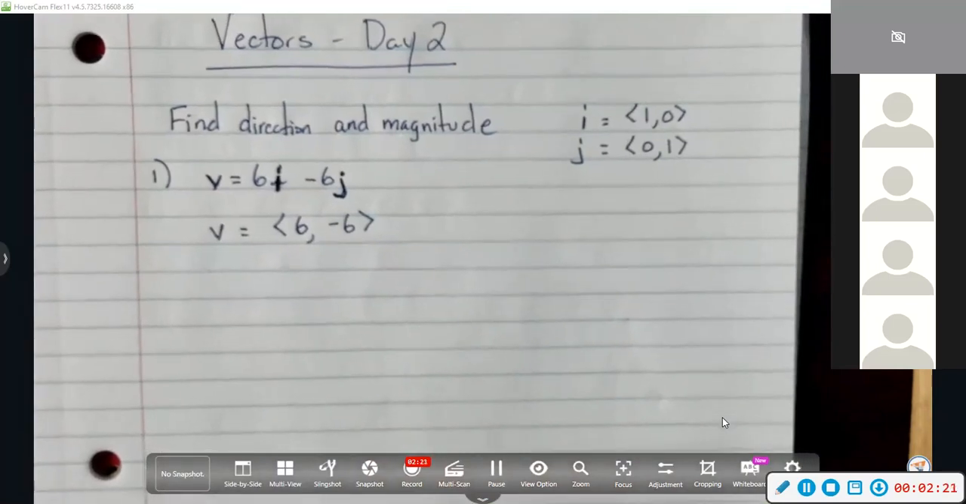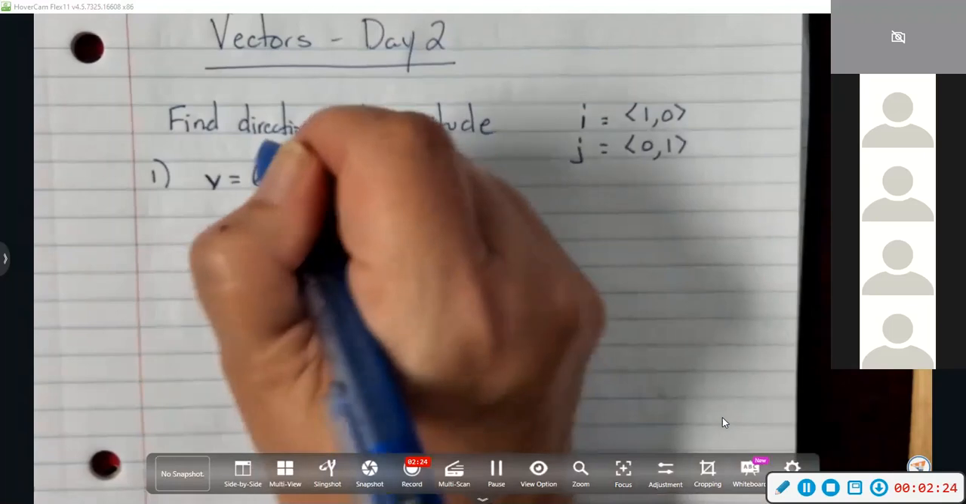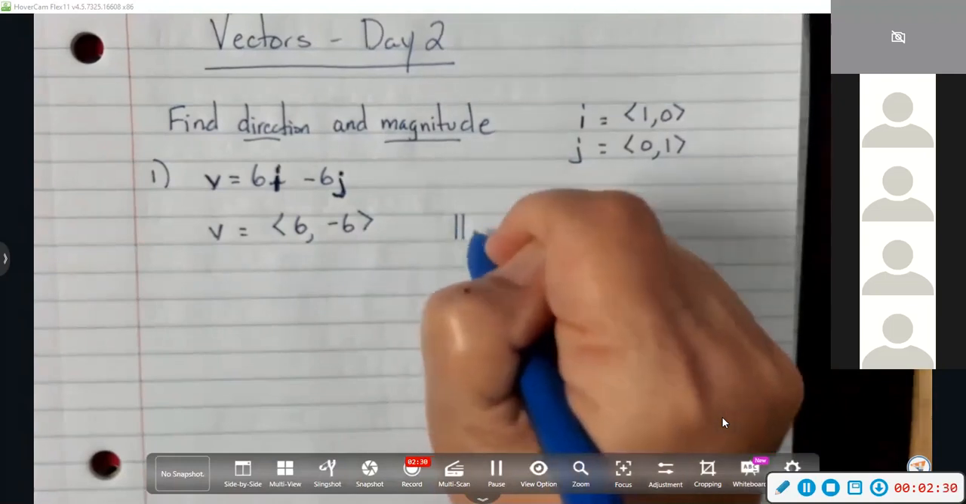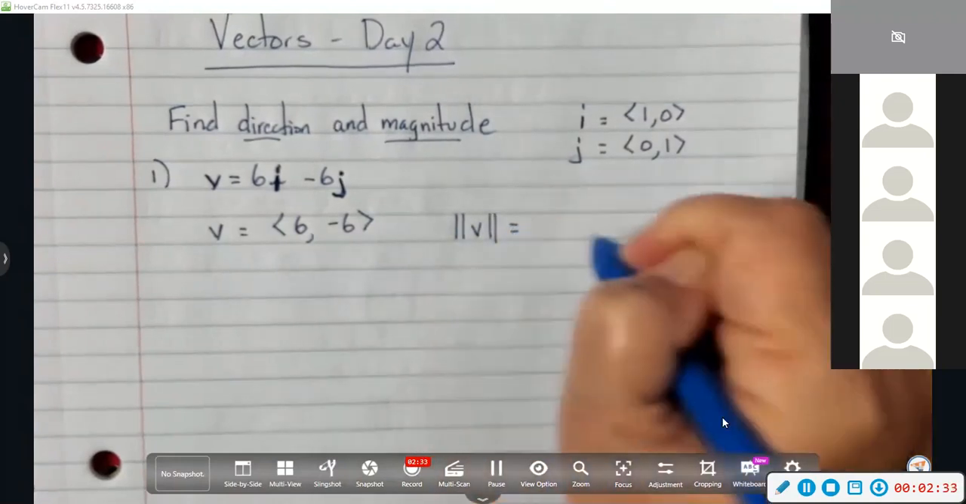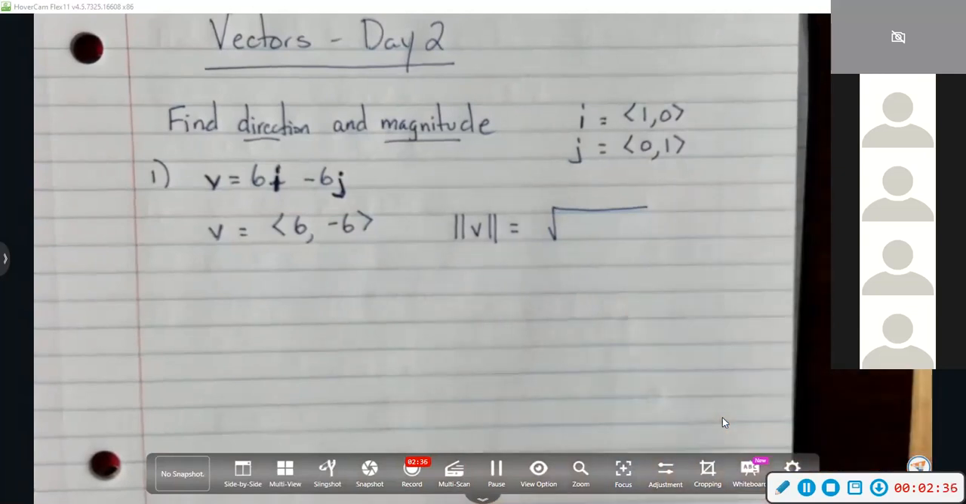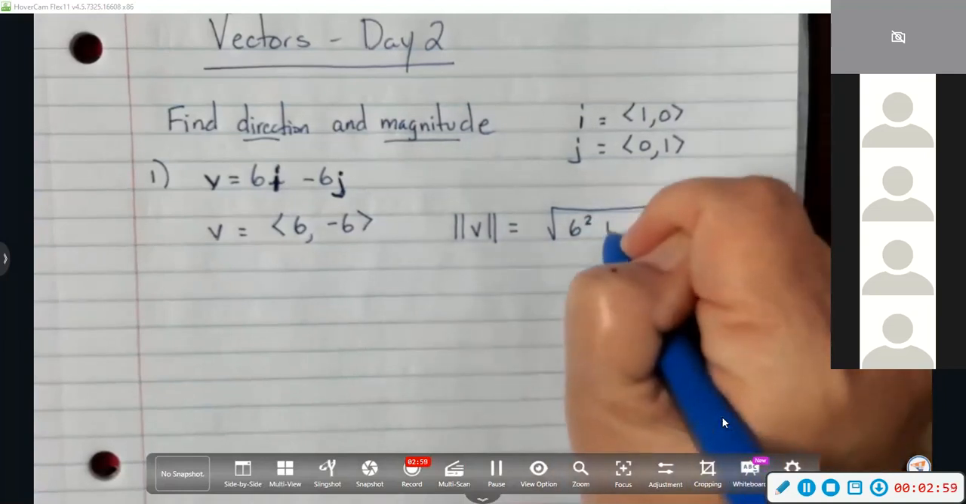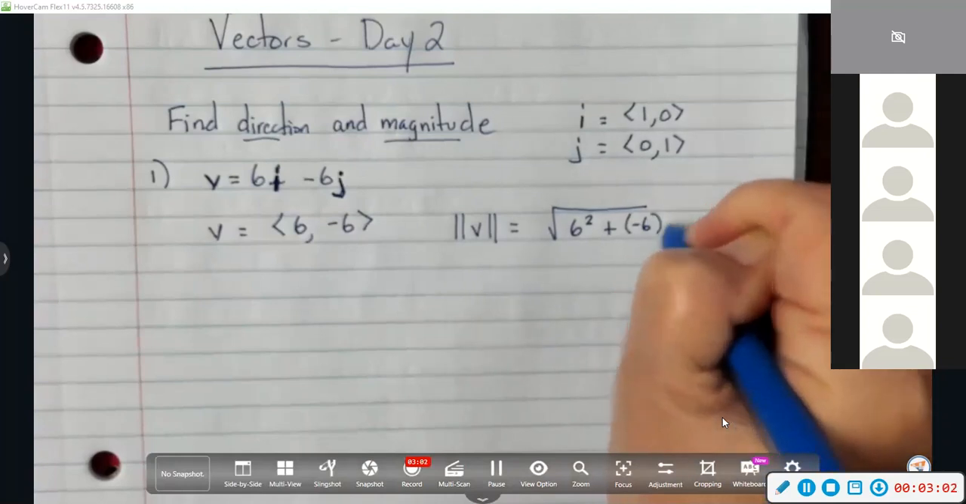All right, then taking us back from last week, even though this says find the direction and the magnitude, let's work on the magnitude first because that's the part that we know. So recall that the magnitude of the vector is the length of that vector, and that vector has a horizontal component and a vertical component. Your horizontal and vertical components form a 90-degree angle, so the vector is the hypotenuse of that. So finding the magnitude is just like doing the Pythagorean theorem. So it's going to be the square root of 6 squared plus negative 6 squared.